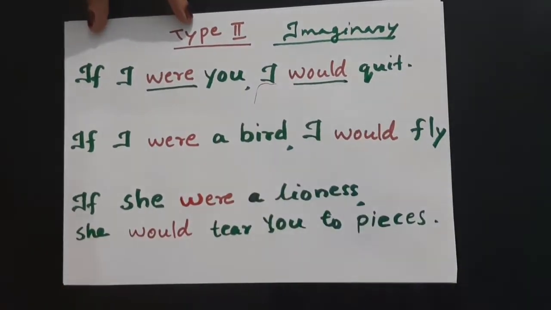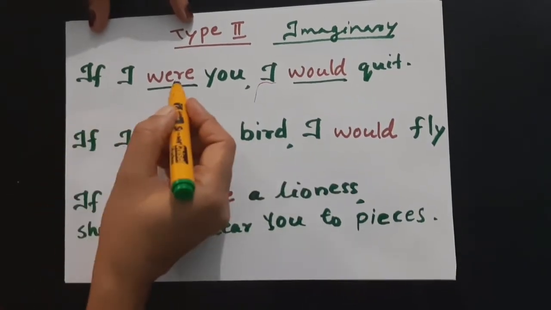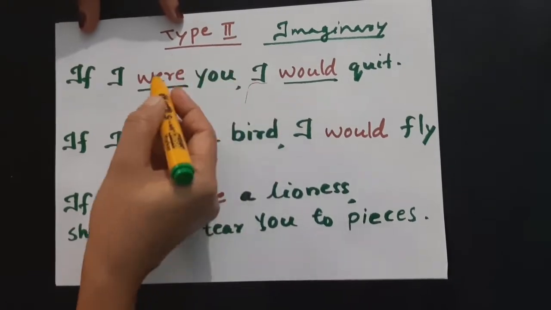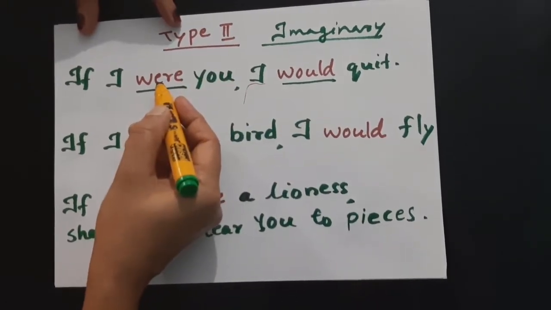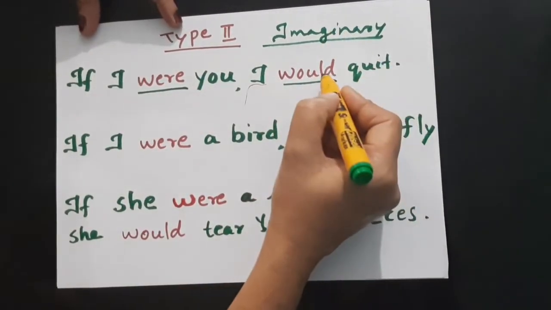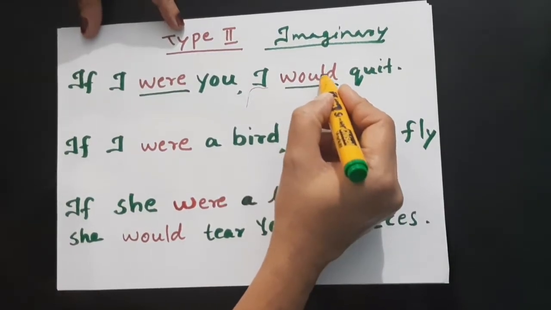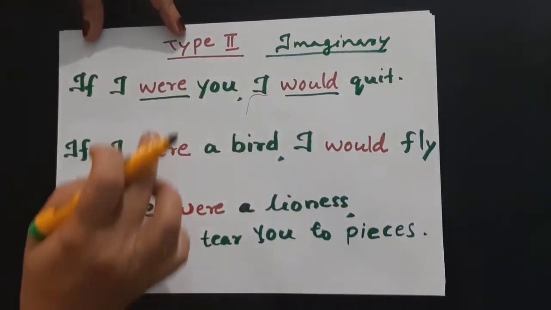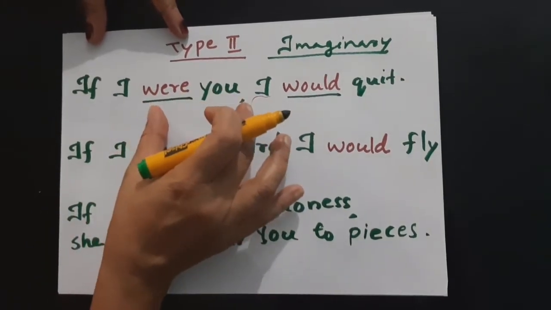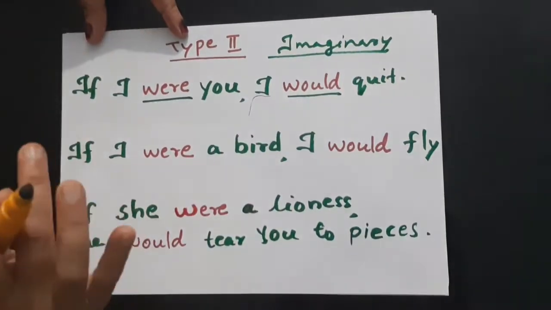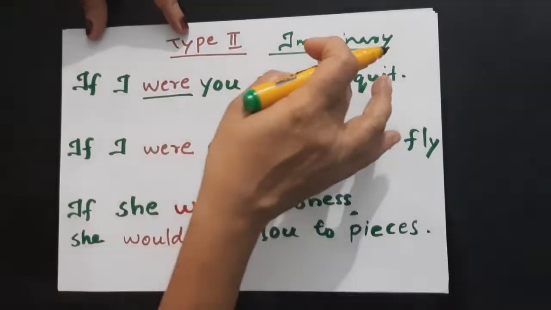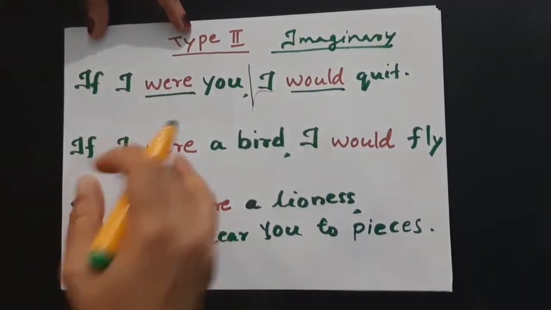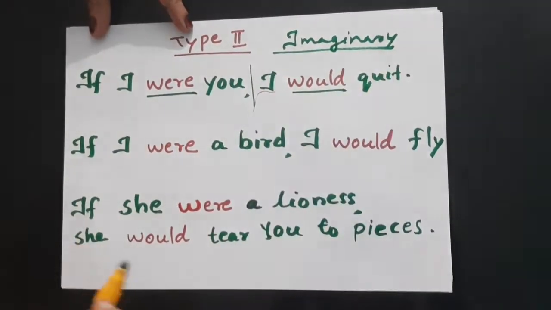Okay, the rule we satisfied. If I were, past tense. In type 2, in the if clause, you have the verb in past tense, so that in the result clause, you got would. Okay, the rule is satisfied here. But listen here, we just discuss an imaginary condition here. You just put forward an imaginary condition or a hypothetical condition.